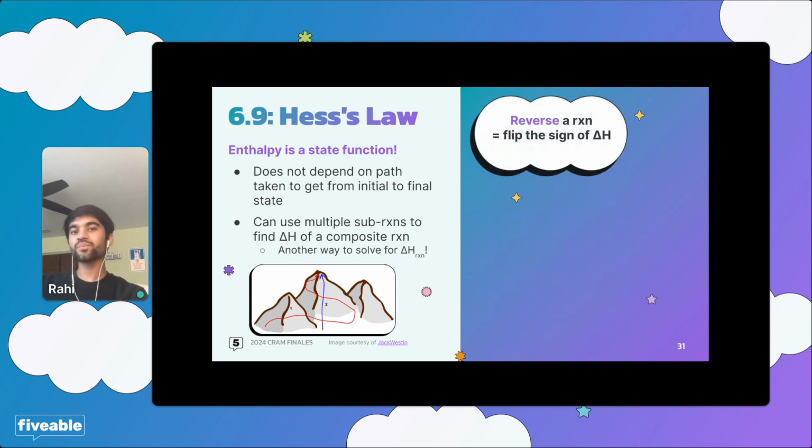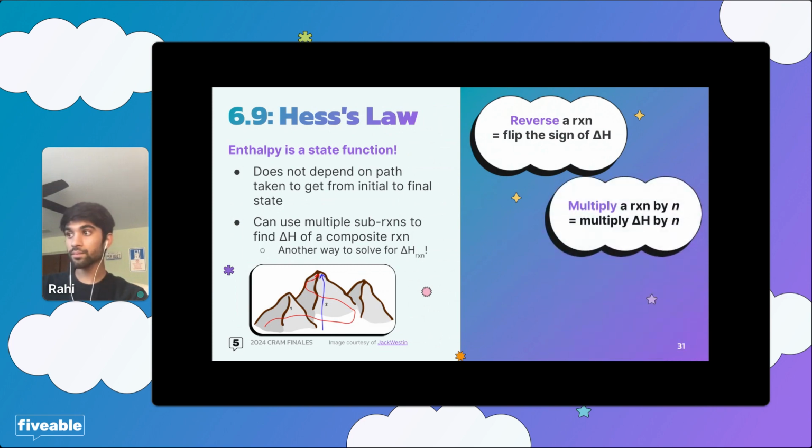When you reverse a reaction, remember that you flip the sign of delta H. And when you multiply a reaction by a given number of moles, you also have to multiply the delta H by the number of moles. We said a little bit earlier that enthalpy is dependent on the amount of moles, and this is why. If I need 2 of a particular substance and I only have 1 in the reaction, I multiply all the coefficients by 2, and that means I also multiply the enthalpy released of the reaction by 2. That makes sense?